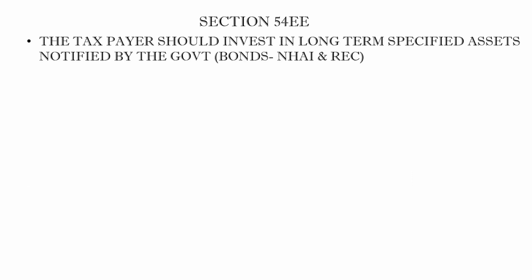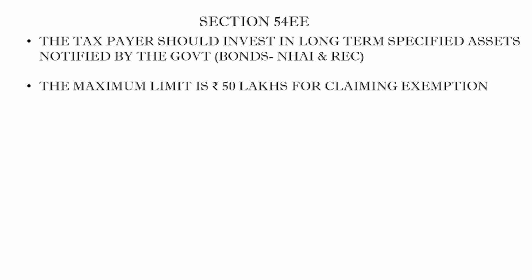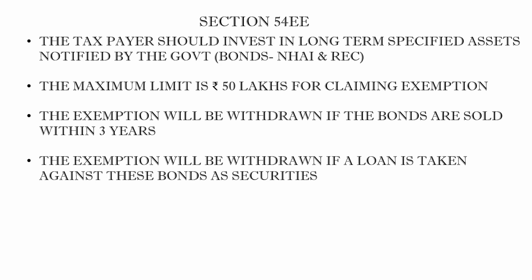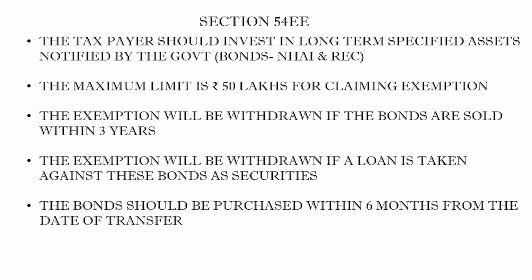Let's look into section 54EE. The taxpayer should invest in long-term specified assets notified by the government, bonds of National Highways Authority of India and Rural Electrification Corporation. The maximum limit is 50 lakhs for claiming exemption. You can invest more than 50 lakhs, but you can claim exemption only up to 50 lakhs. The exemption will be withdrawn if the bonds are sold within 3 years, and it will also be withdrawn if a loan is taken against these bonds as securities. The bonds should be purchased within 6 months from the date of transfer.